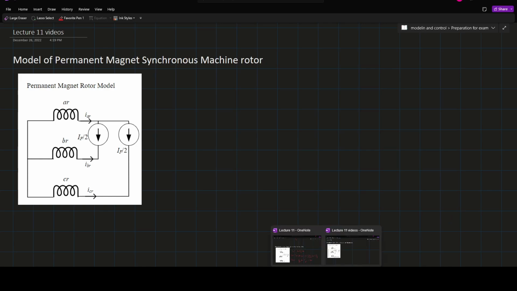Okay, now we are gonna do the model of a permanent magnet synchronous machine, and we're gonna start with the rotor. So in the rotor we have a permanent magnet, but we have done many models or many exercises using a wound rotor. So we are gonna do our best to make the permanent magnet fit into our wound rotor so we can use the same formulas.